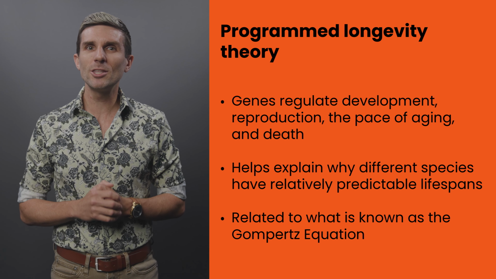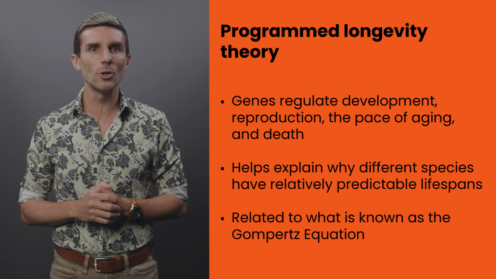One example of a program theory of aging is the program longevity theory, which proposes that lifespan is genetically determined. According to this theory, genes regulate not only development and reproduction, but also the pace of aging and eventual death. This idea helps explain why different species have relatively predictable lifespans. There may be outliers, but we generally know what the life expectancy of an animal is based on other comparable animals, hinting that there may be something happening at the genetic level, which helps predetermine longevity.